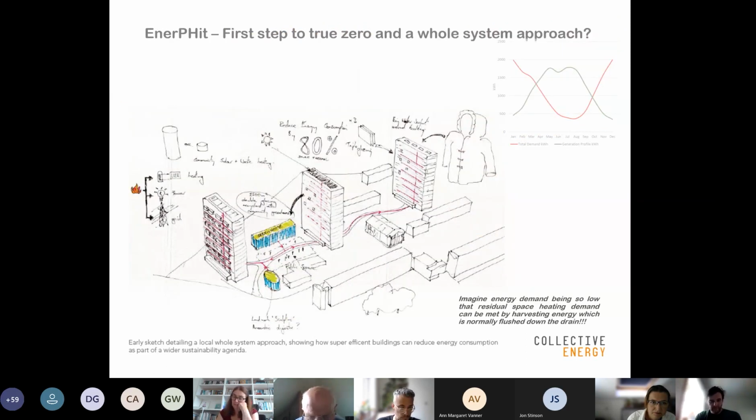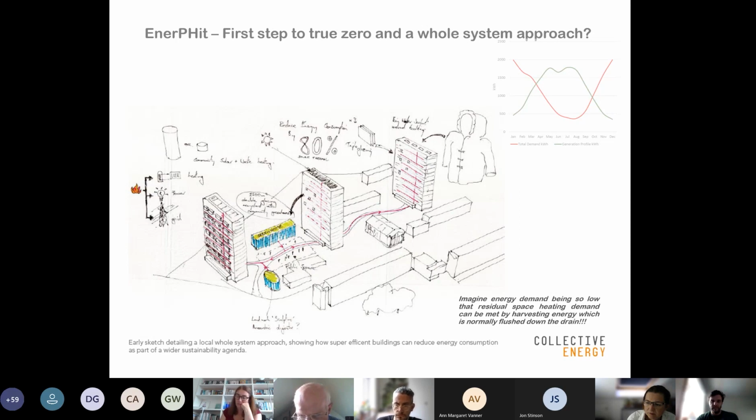So just finishing up, for EnerPHit, I think on this journey of experience, it's really the first step to true zero, not just net zero. And what it actually allowed us to consider, whilst it wasn't part of the original brief, was what that actually opened up for opportunities.